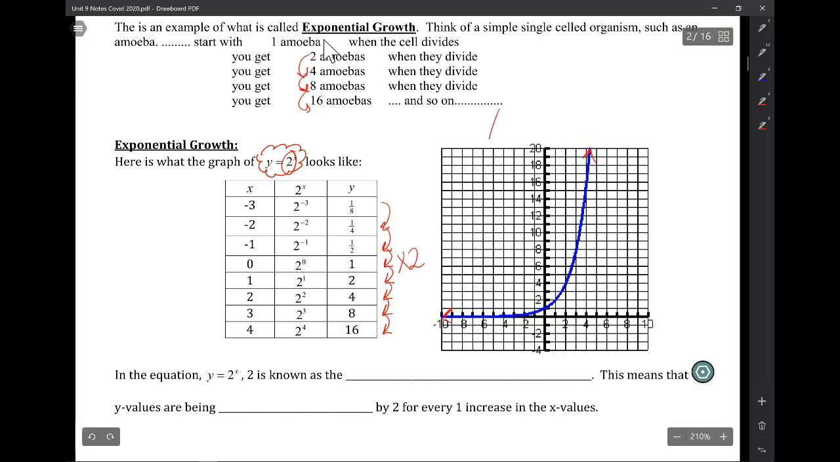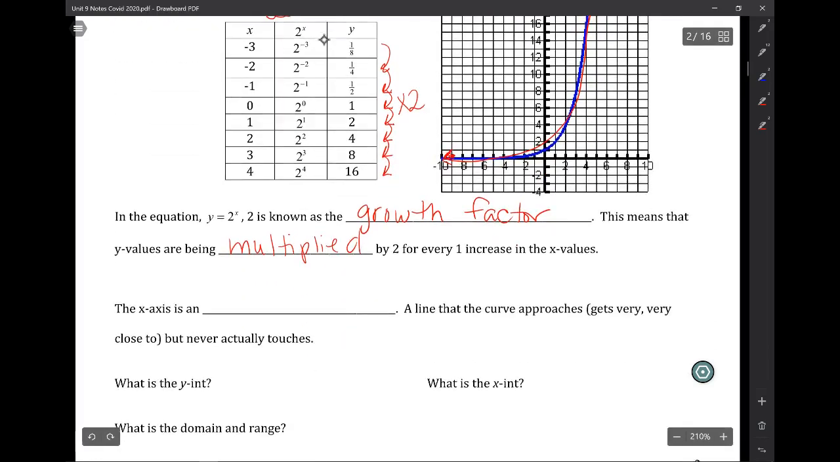You always are going to graph from left to right. So if I start here on the graph, it is growing as I read the graph. So that's why it's considered exponential growth. That base 2 is actually going to be called the growth factor. That is the factor by which it is growing over a specific interval. And that means the y values are being multiplied by 2 for every 1 increase in the x-axis.